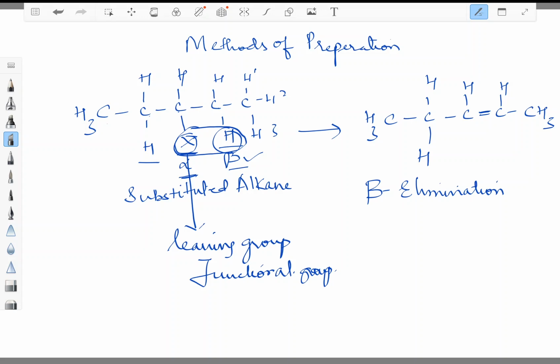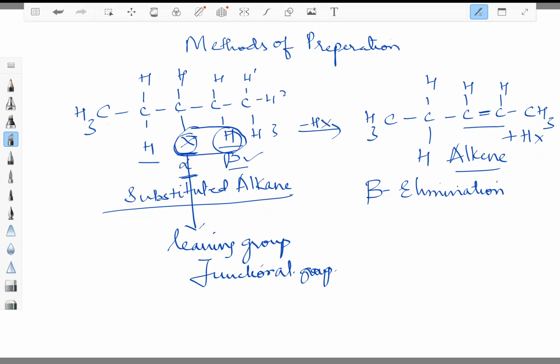So you need to remember, alkenes in this case is prepared from substituted alkane. How are they produced? By elimination reaction. What is eliminated here? I didn't write here. I have to write here plus HX. Or I can write here on the arrow minus HX. That means it is eliminated, so that I get a double bond here.